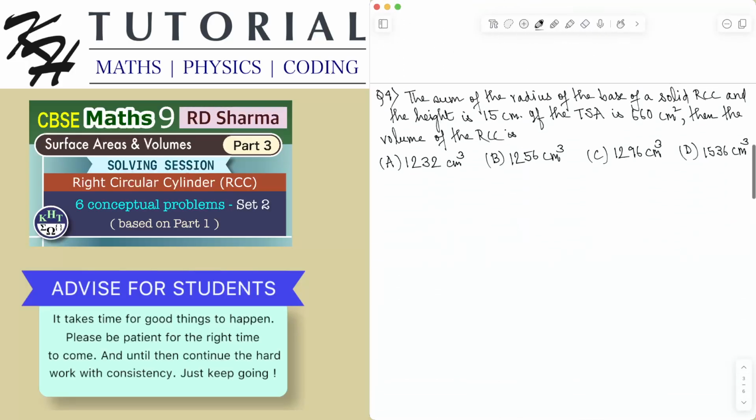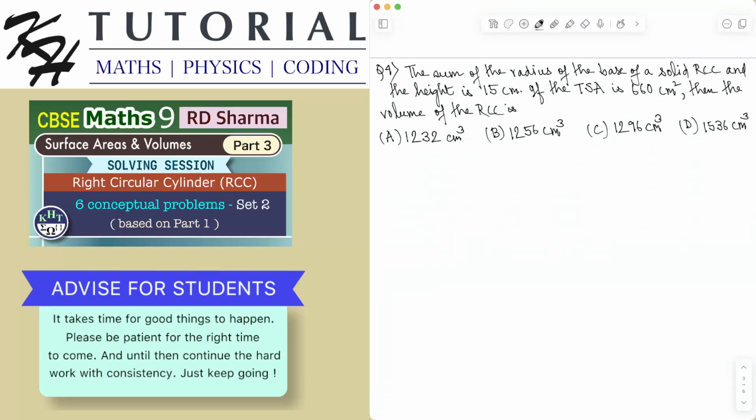Okay, let's see the next problem. The sum of the radius of the base of a solid RCC and the height is 15 centimeter. So we have R plus H is equal to 15. Now I won't be mentioning the units. I hope you will understand.